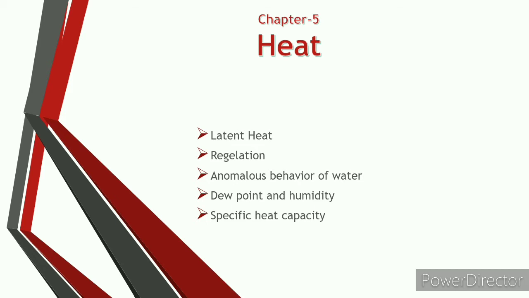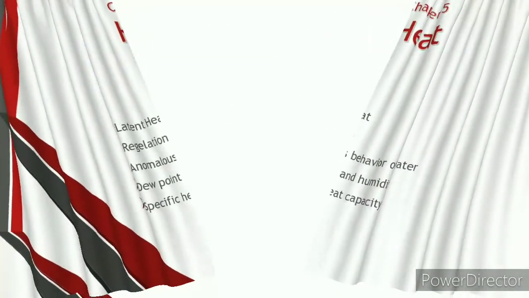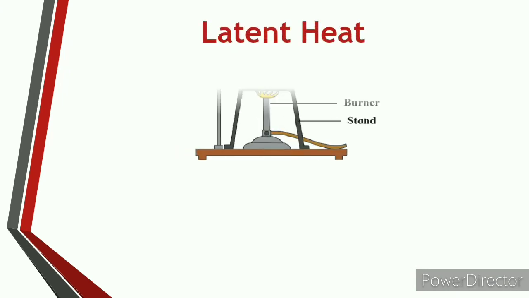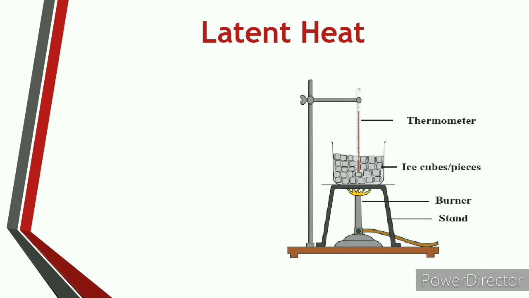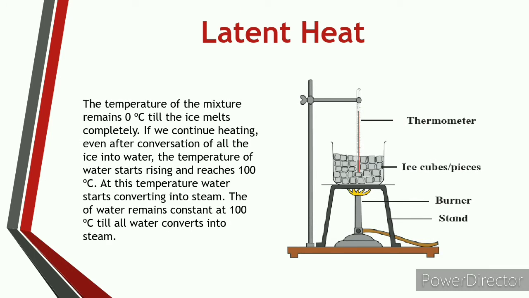Now let's learn latent heat. First we will learn the activity related to latent heat. As per the given figure, you can observe that ice is heated in the given figure. When we give heat to the ice, then ice will start melting. And we can measure the temperature with the help of a thermometer as shown in the figure.